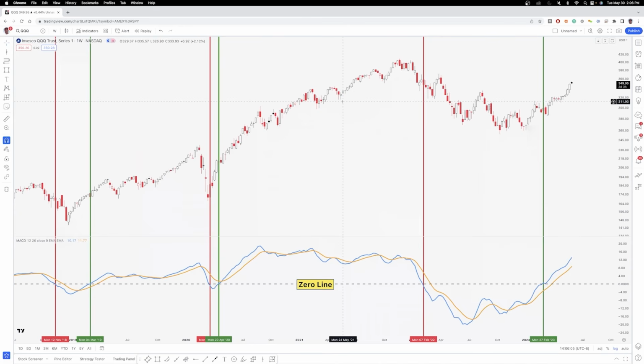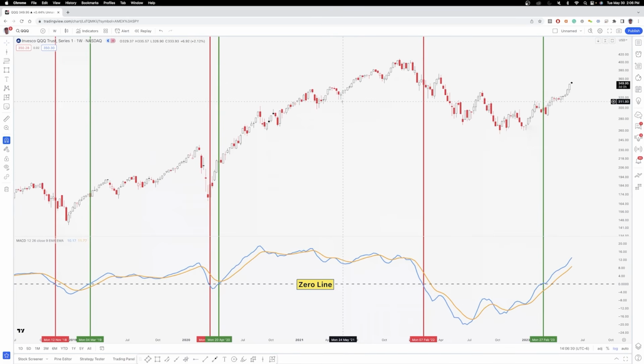But a lot of the time, things are fractal. What you're using on a daily chart, you can use on maybe a 30-minute or a 10-minute chart. But note that each stock or asset or vehicle that you're using does have its own personality. Something that works really well with QQQ may not work as well with Tesla, or you may get more false signals with Tesla using the zero line.